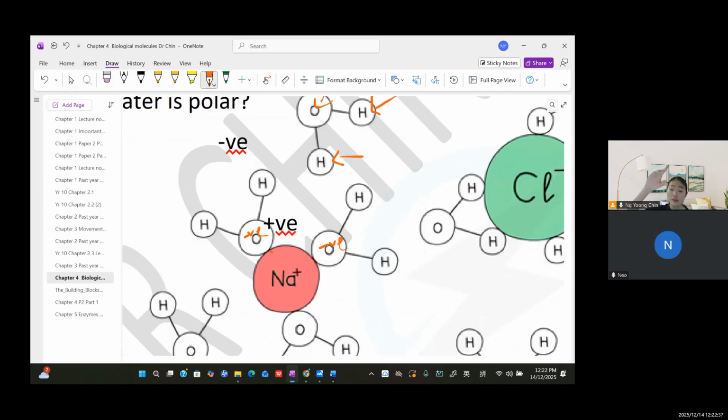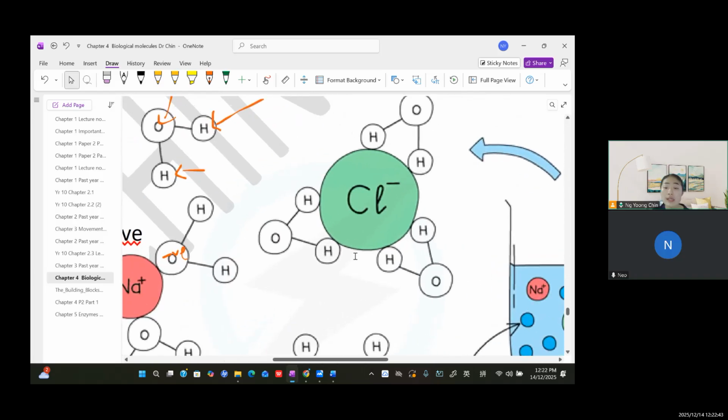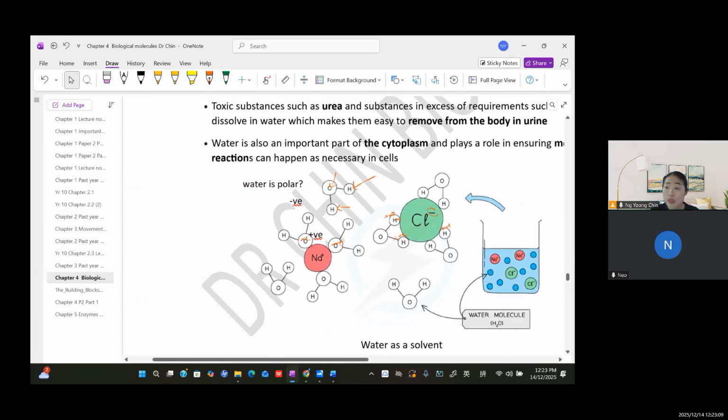So the positive to negative charge will form the bond, the attraction. How about chloride? Chloride has the negative charge, so it can bind with the hydrogens, which only have the positive charge. Just remember it this way, because it is a natural process: the positive parts are always attracted to the negative parts. So that's why the salt is able to dissolve in the water.